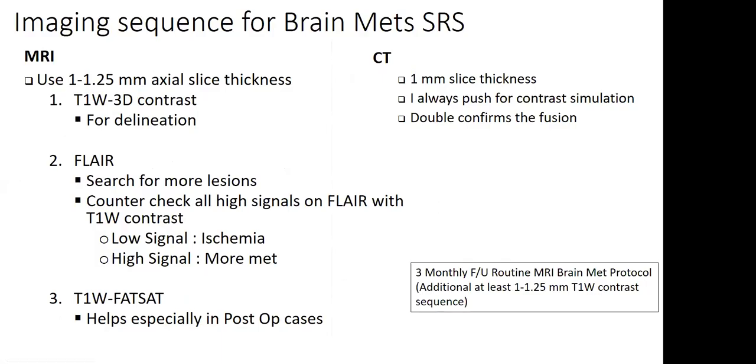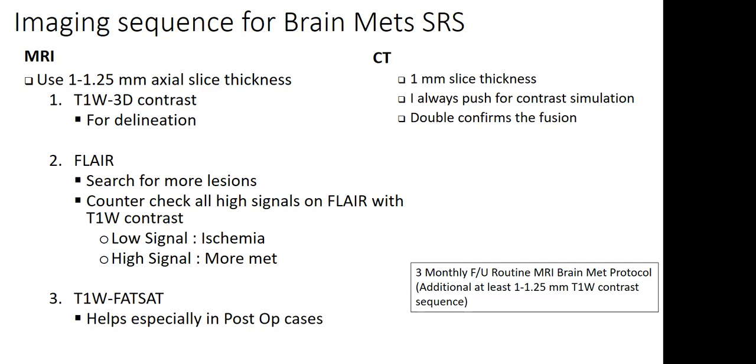So for the MRI, you need two sequences: T1 contrast 3D, and the second one is FLAIR, more than enough. If you can do fat-suppressed contrast, that's good as well, because in some areas, especially in the post-op cases, it's always difficult to differentiate whether it's a radiosurgical change, a surgical change, or an actual tumor. In that scenario, it's the fat-suppressed sequence which sometimes differentiates between the actual tumor and those changes.